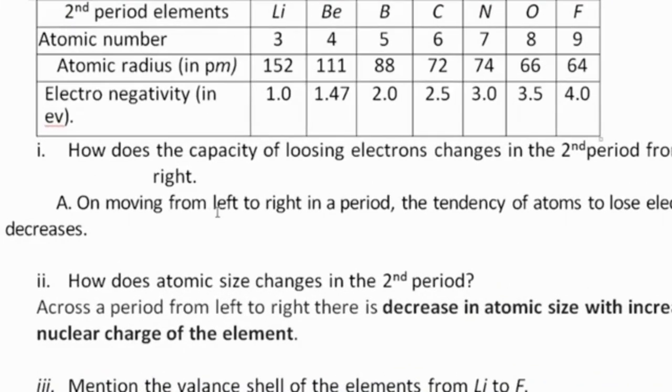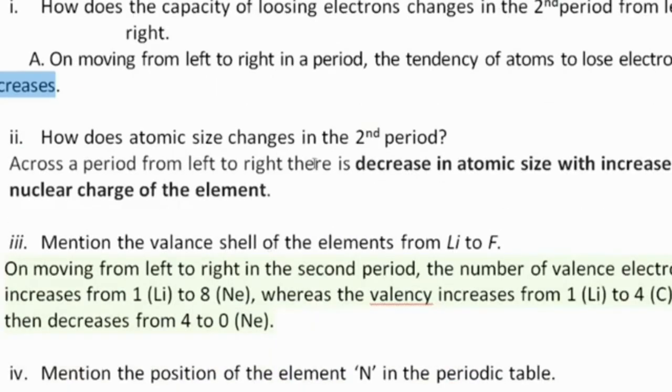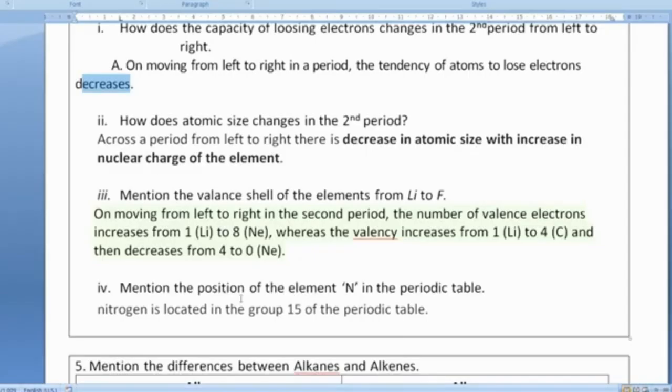So the answer is, on moving from left to right in a period, the tendency of atom to lose electrons decreases. How does atomic size change in the second period? So across the period from left to right, there is a decrease in atomic size with increase in nuclear charge of the element. Mention the valency shell of the elements from lithium to fluorine. Then, mention the position of element N in the periodic table.